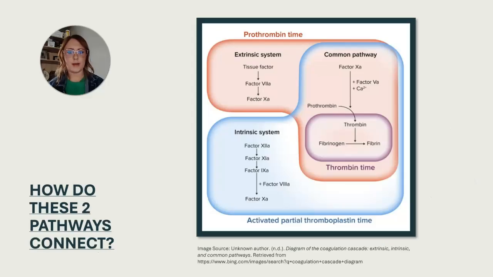So how do these two pathways connect? Like I mentioned earlier, the intrinsic and extrinsic pathways connect through factor 10, as seen in the picture shown. Once factor 10A is generated through either pathway, it becomes central to a common pathway. Factor 10A, along with factor 5A and calcium, form the prothrombinase complex. This complex catalyzes the conversion of prothrombin into thrombin.